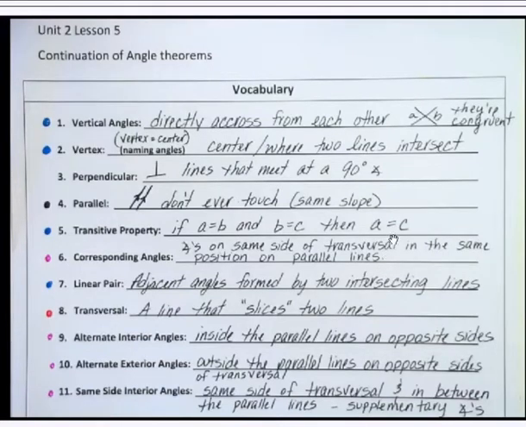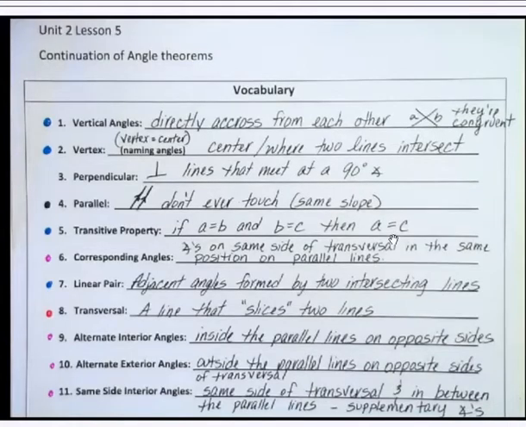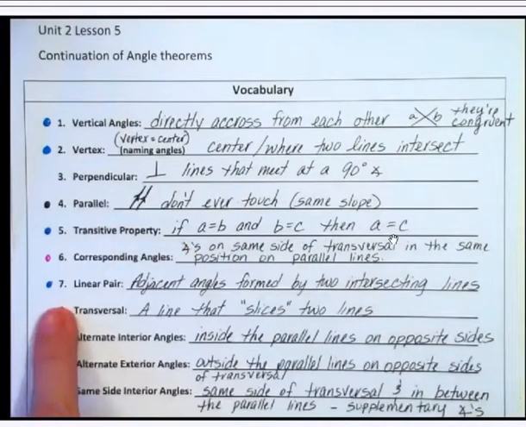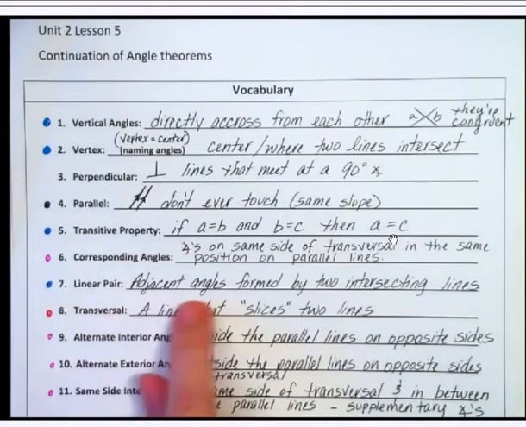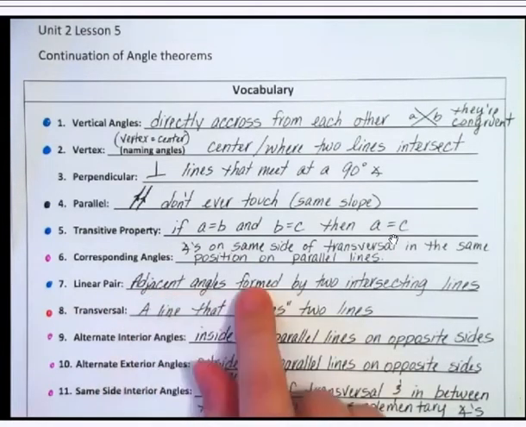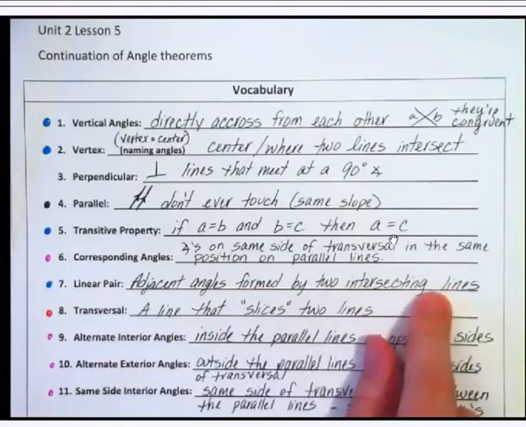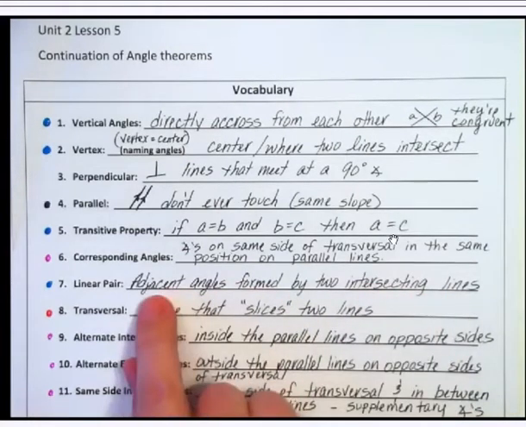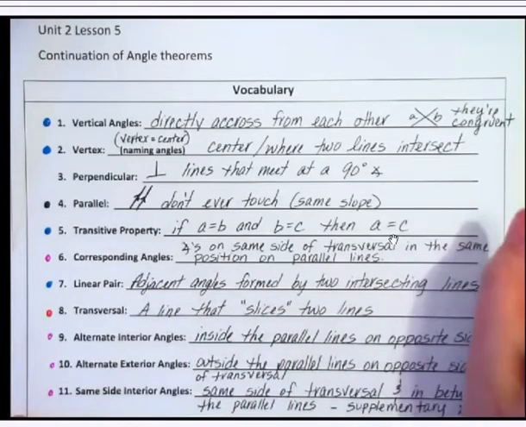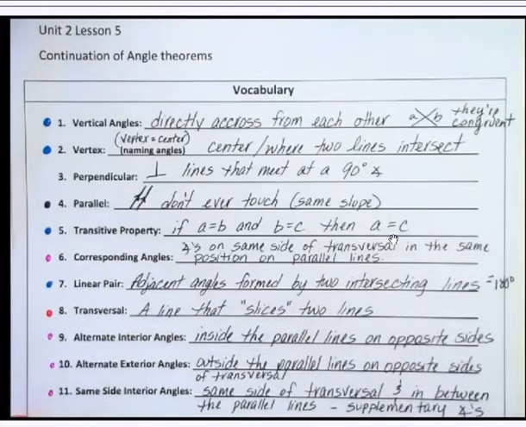So let's go down to the bottom of our paper, and all these three in blue, and a linear pair. Linear pairs are adjacent angles. Remember, adjacent means that they're right beside each other, and they are formed by two intersecting lines, okay? A linear pair equals, so let me add this, equals 180 degrees if you add the two angles together. They are a linear pair, meaning that they're supplementary.